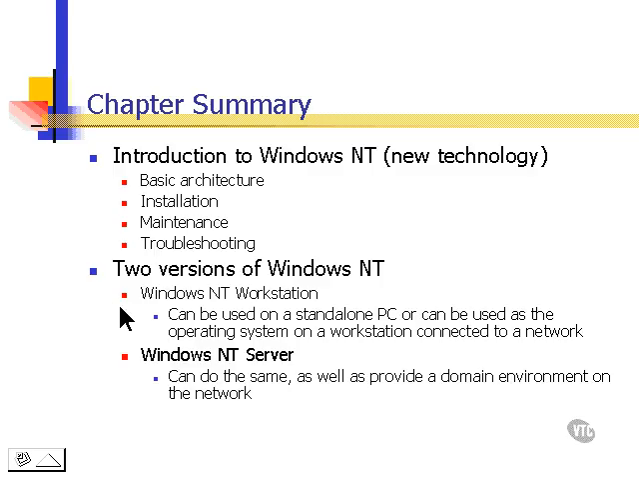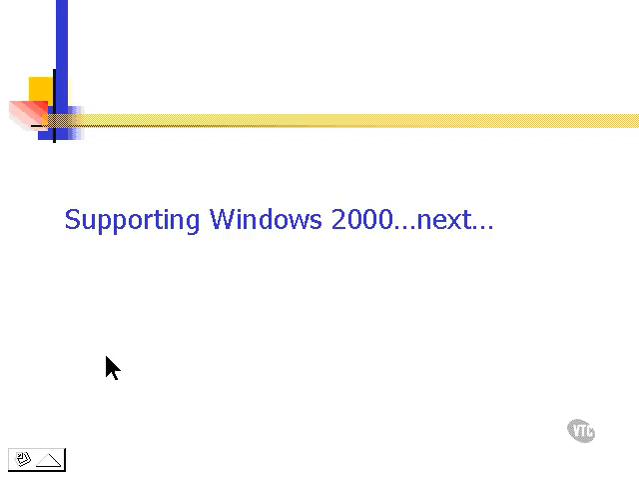Windows NT Workstation, which can be used on a standalone PC or could be used as the operating system on a workstation connected to the network. And Windows NT Server, which can do the same but can also provide a domain environment on a network. In our next section, we'll discuss the latest of the operating systems, Windows 2000, and we'll discuss some additional advantages that Windows 2000 offers us in networking.